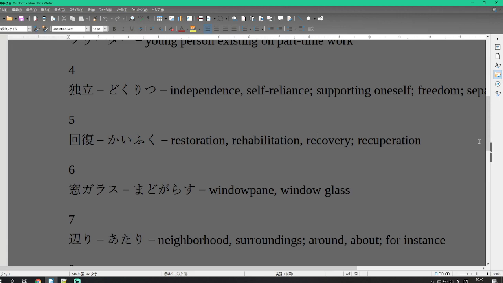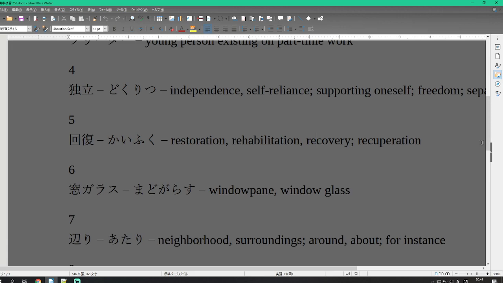Kaifuku is rehabilitation or restoration. Kaifuku is restoration or rehabilitation. Restoration or rehabilitation.